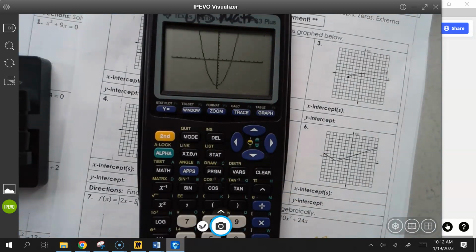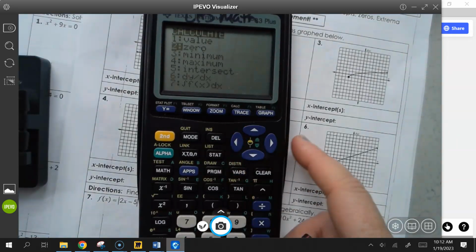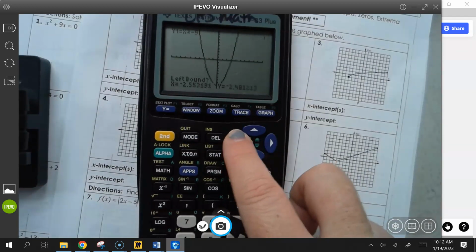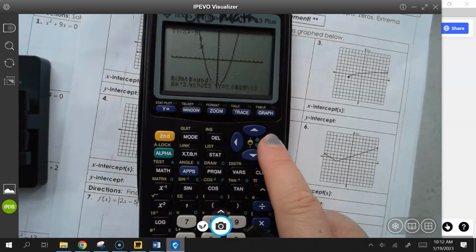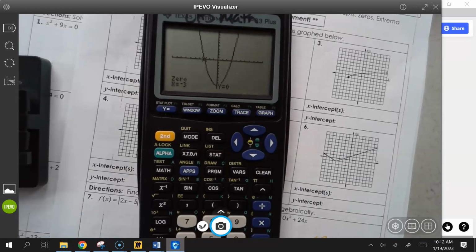Looks pretty good, right? If I calculate, so second trace, 0. I'll start over here on the left. 1, 2, 3, enter. Back where I was, 1, 2, 3, enter, enter. Negative 3.